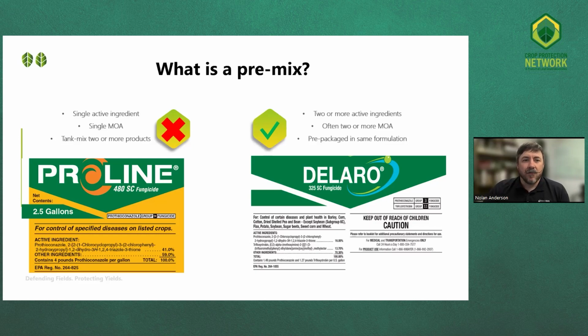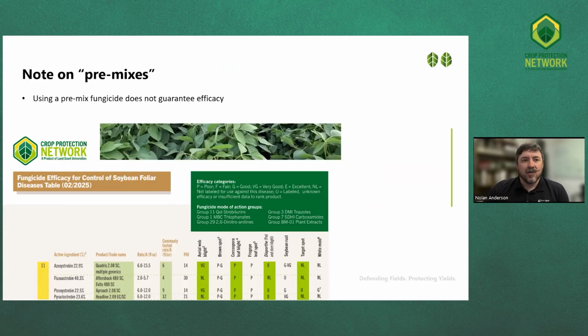Now, before moving on, an important note on premixes is that using a premix fungicide does not guarantee efficacy. Pulling the Fungicide Efficacy Guide for Control of Soybean Foliar Diseases off the Crop Protection Network, we can see here I've isolated the Group 11 fungicides, and if we look closer at their ratings for control of frogeye leaf spot, we can see they're all listed as P on this screen, for poor control. What this means is if you were to select a premix fungicide with a Group 11 QOI, that QOI may provide little to no efficacy for frogeye leaf spot control in soybeans.